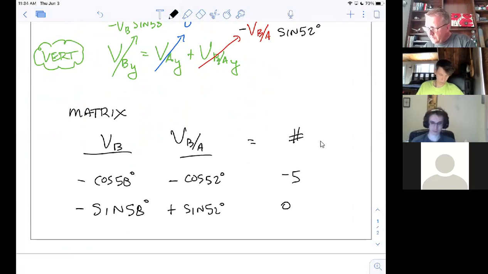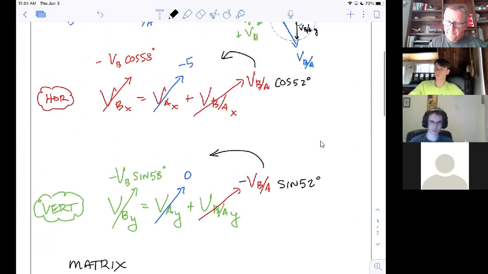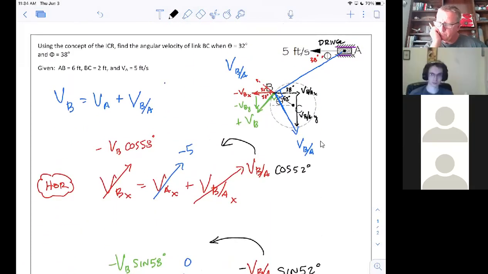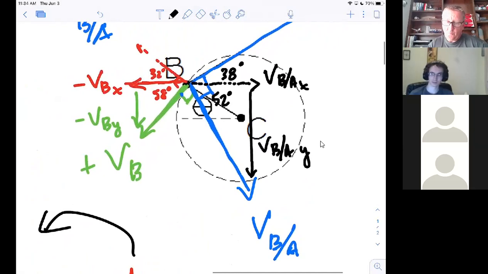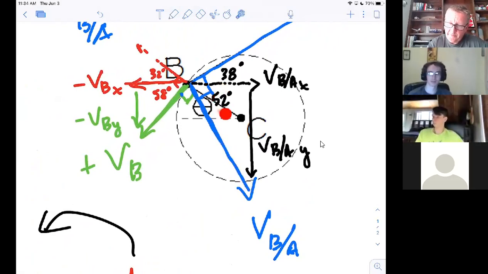Second matrix. Why again are we using cosine and sine of 58 instead of the sine and cosine of 32? Because it's the same values, but why did we take 90 minus the angles that we were provided? Only because the right triangle is actually below. In other words, because it's down here, I need the angle that's in the triangle, not the one that's not in the triangle. If this angle's 52, then this angle over here would be 38.